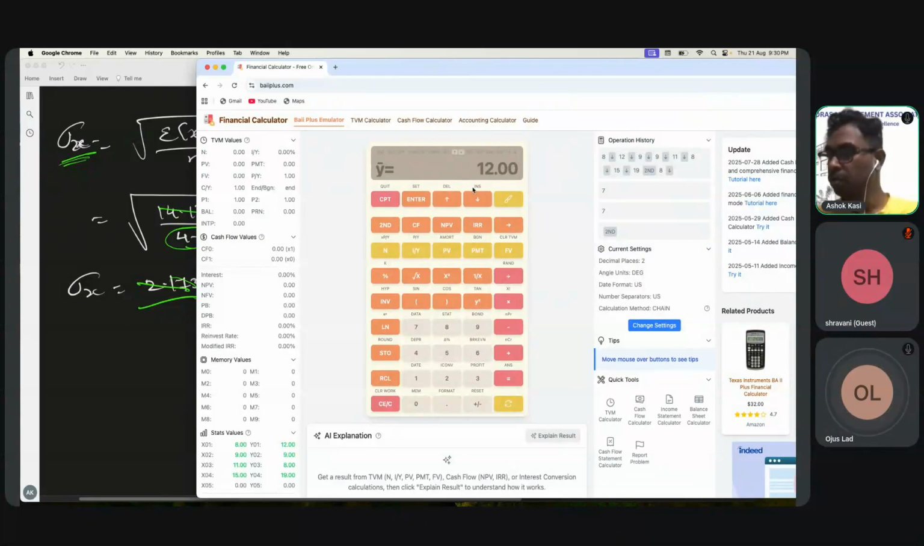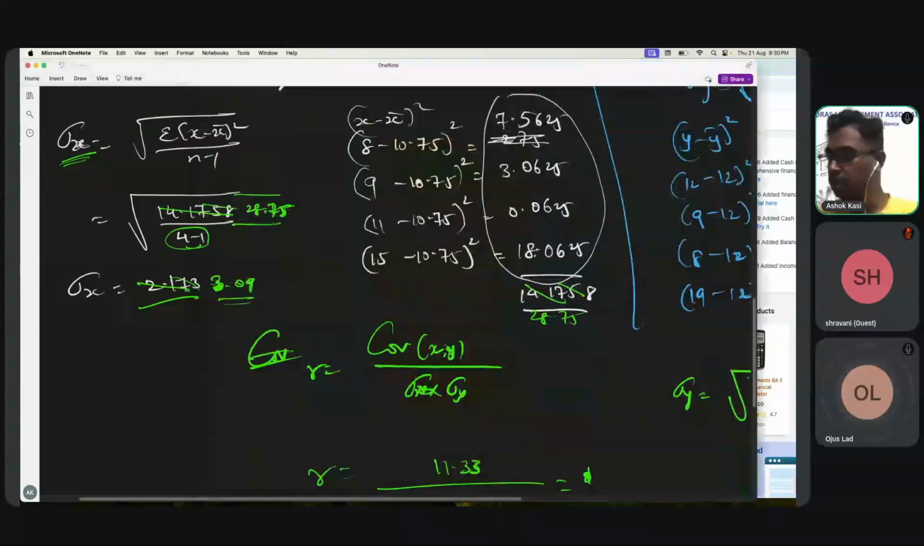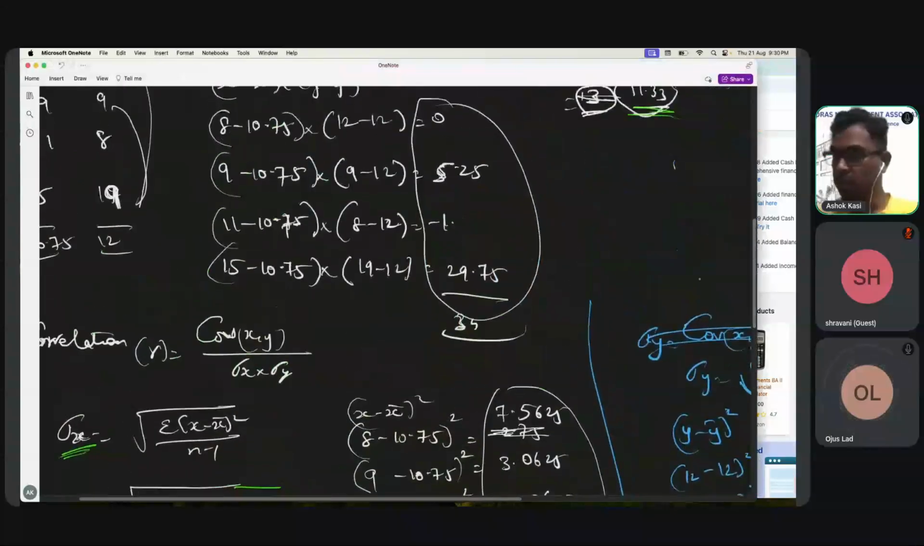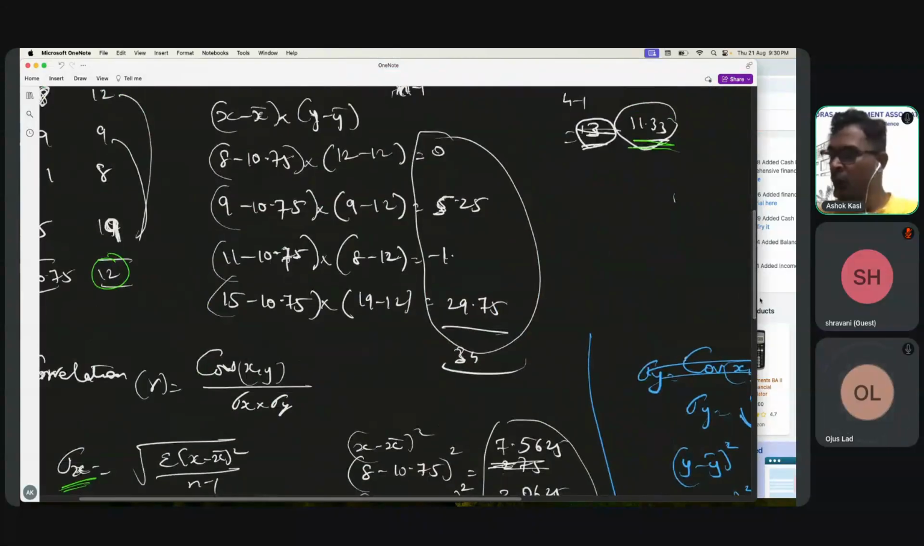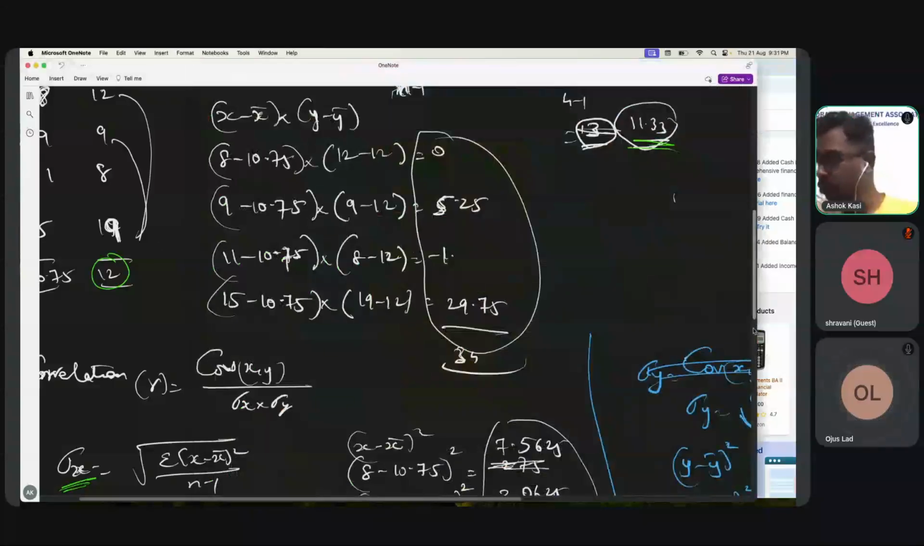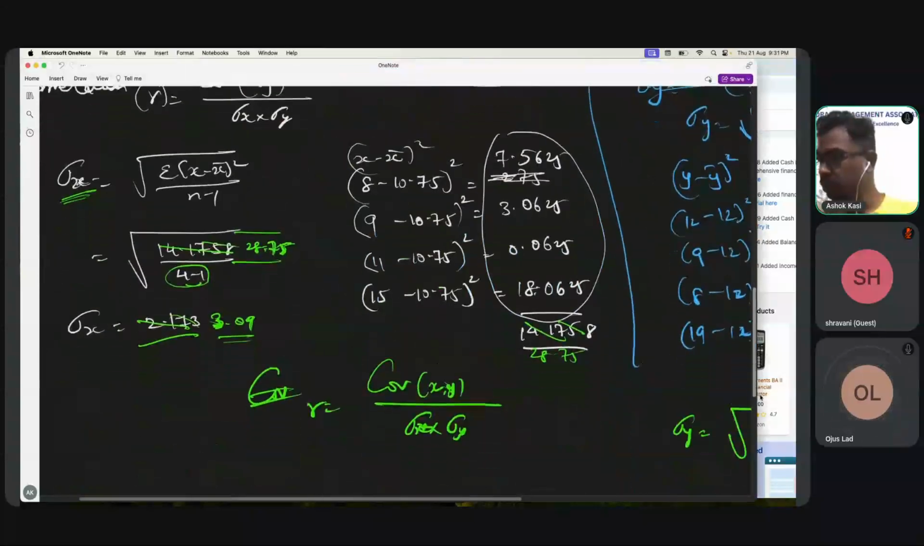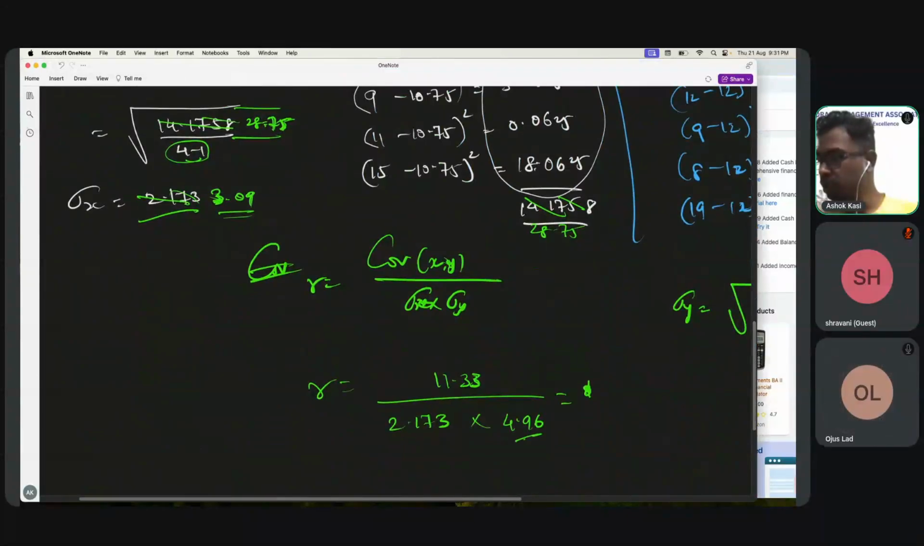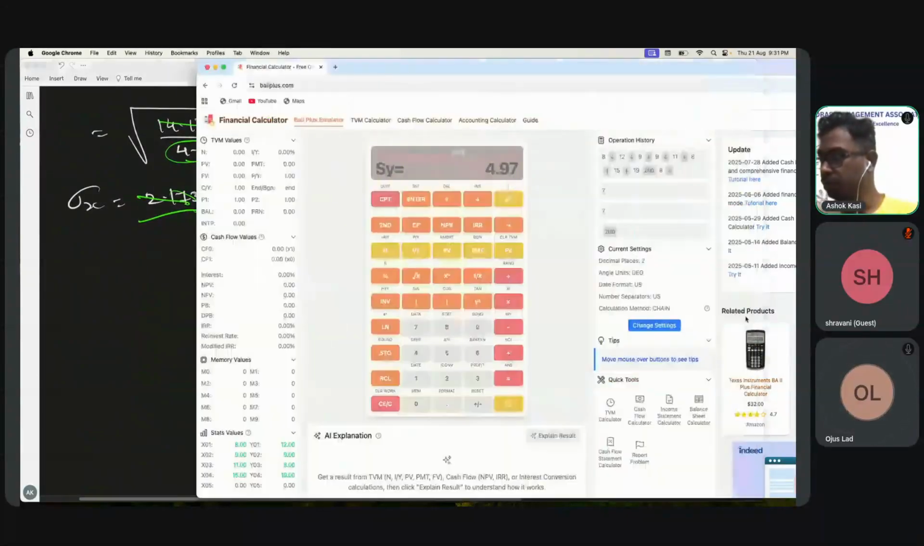Then again, you do downward arrow. Y bar is 12. Is this right? Is right. Then downward arrow. Standard deviation of y, sample standard deviation 4.97. I think this was right only. 4.9796 is okay here. Then downward arrow. This is the population standard deviation of y, which we don't require.